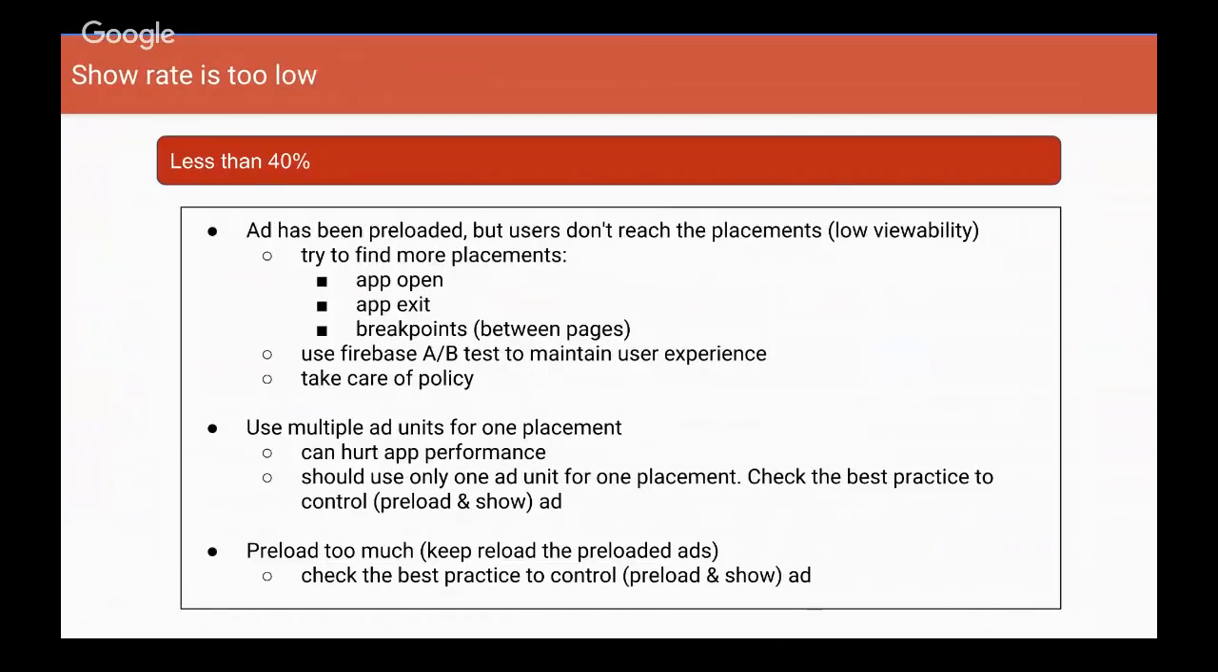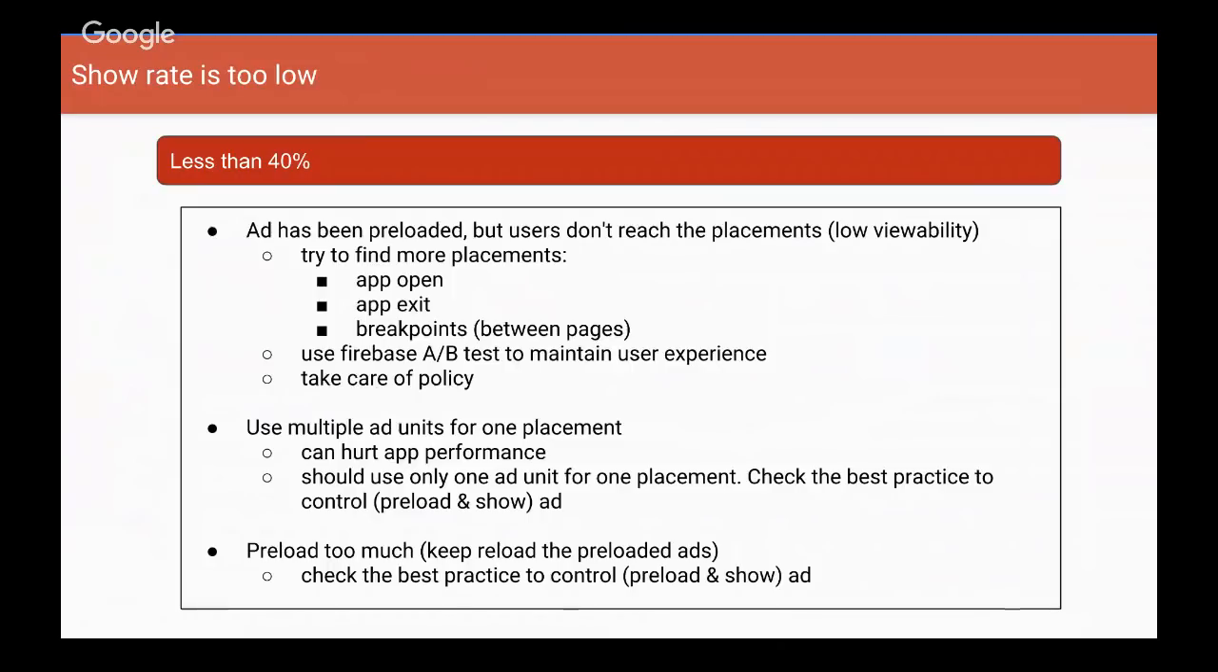The second thing you may be doing wrong is that you use multiple ad units for one placement. This is a very, very common case I see. A lot of publishers do that. You shouldn't do that, because if you use multiple ad units, you can hurt your app performance because you preload more interstitials. That means you use more memory of your app to keep the interstitials without showing them. So you should use only one ad unit for one placement. Please check the best practice that we already talked about before on how to control preload and show the ad.